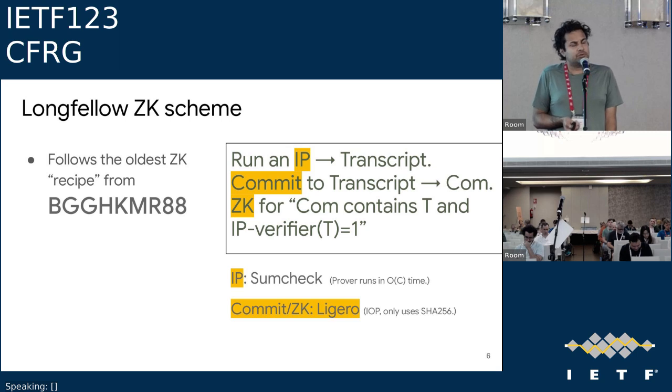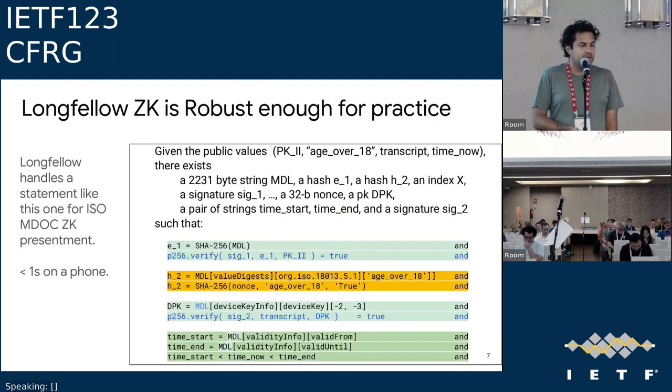But again, it's a research question for the people in this room whether there are other alternatives, or whether the assumptions and so forth are correct. This system that we propose is robust enough for practice. It can handle statements that are as complex as the one I've shown here. This is not for you to parse in the room, it's for you to look at afterwards. But essentially, it captures one of the real-world applications for mobile driver licenses.